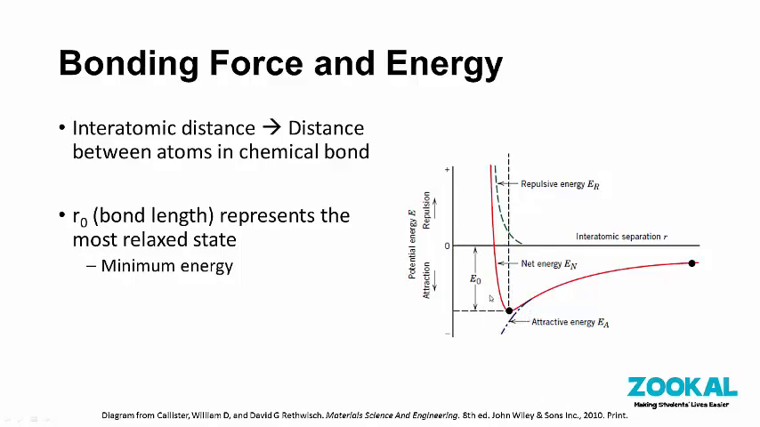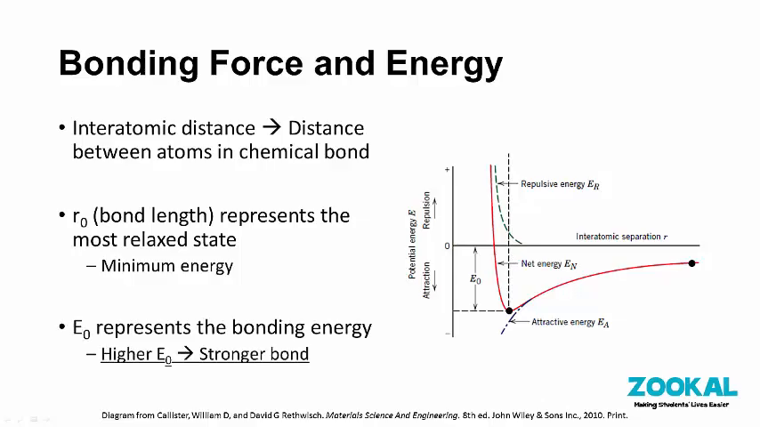of this graph. The depth of this minimum, or the distance between the minimum and the horizontal axis, is the bonding energy. The deeper this minimum is, the greater the bonding energy and the strength of this chemical bond.